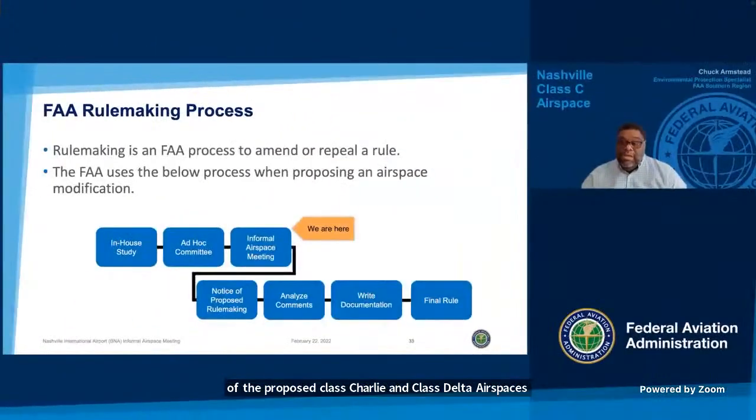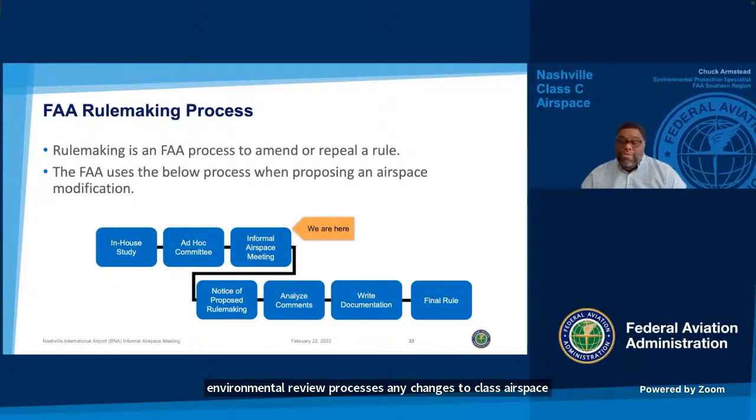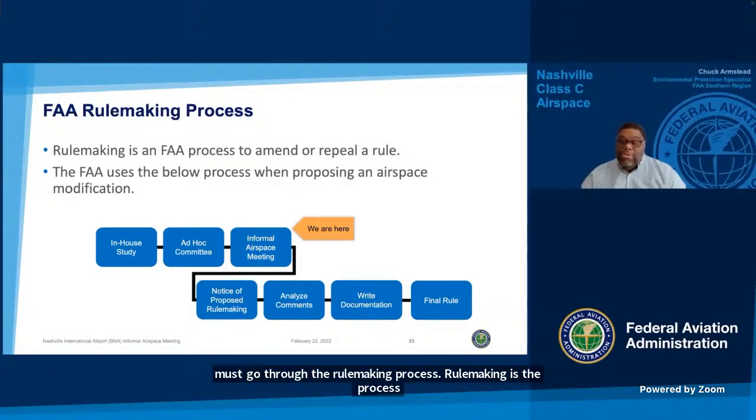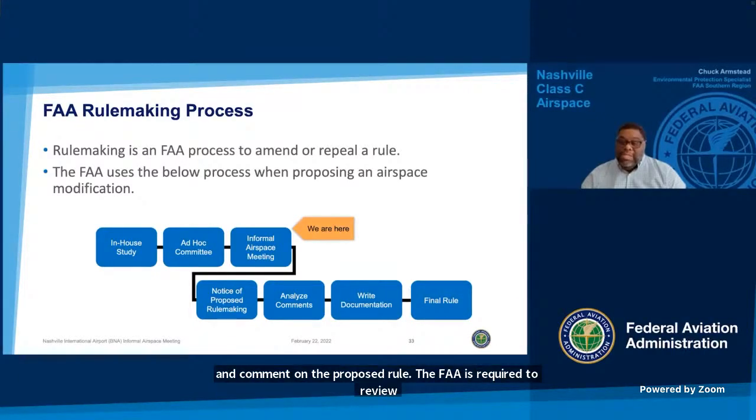Any changes to Class C airspace must go through the rulemaking process. Rulemaking is the process federal agencies use to make new regulations. Any proposed rule goes through numerous reviews, and the public has the opportunity to review and comment on the proposed rule. The FAA is required to review and consider every comment. Once the agency has read and considered all comments, it decides whether to go ahead with the final rule. The agency may adopt a final rule that is identical or similar to the initial proposal, or it might make changes based on the comments.